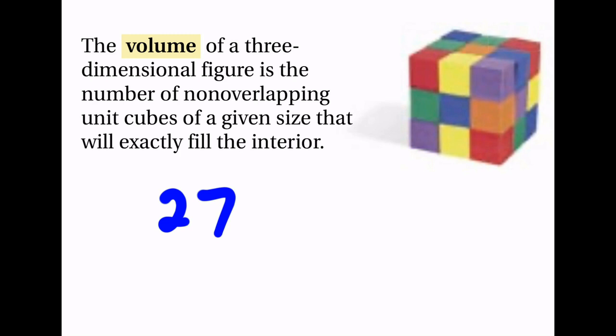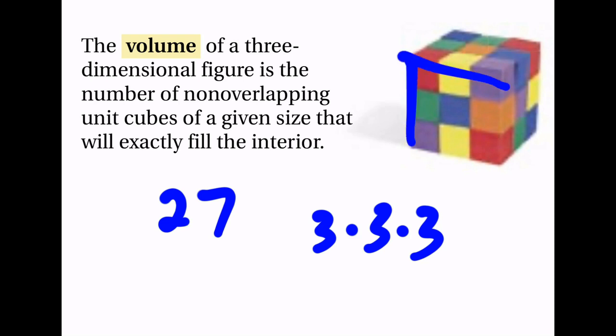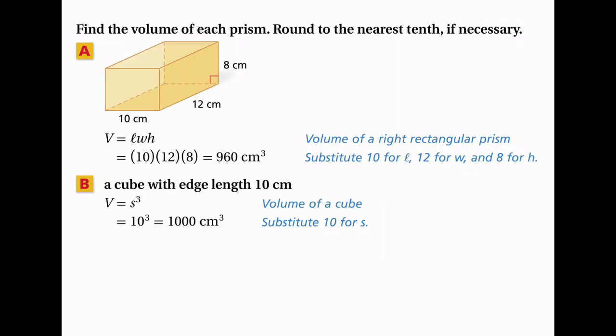And one way to calculate that is to take 3 times 3 times 3. This distance, and this distance. So that works for these prisms, like 10 by 12 by 8. You just take length times width times height to figure out the volume. And it's the same thing with a cube. You could call it length, width, and height, but since they're all the same side length, you can just say s cubed instead.